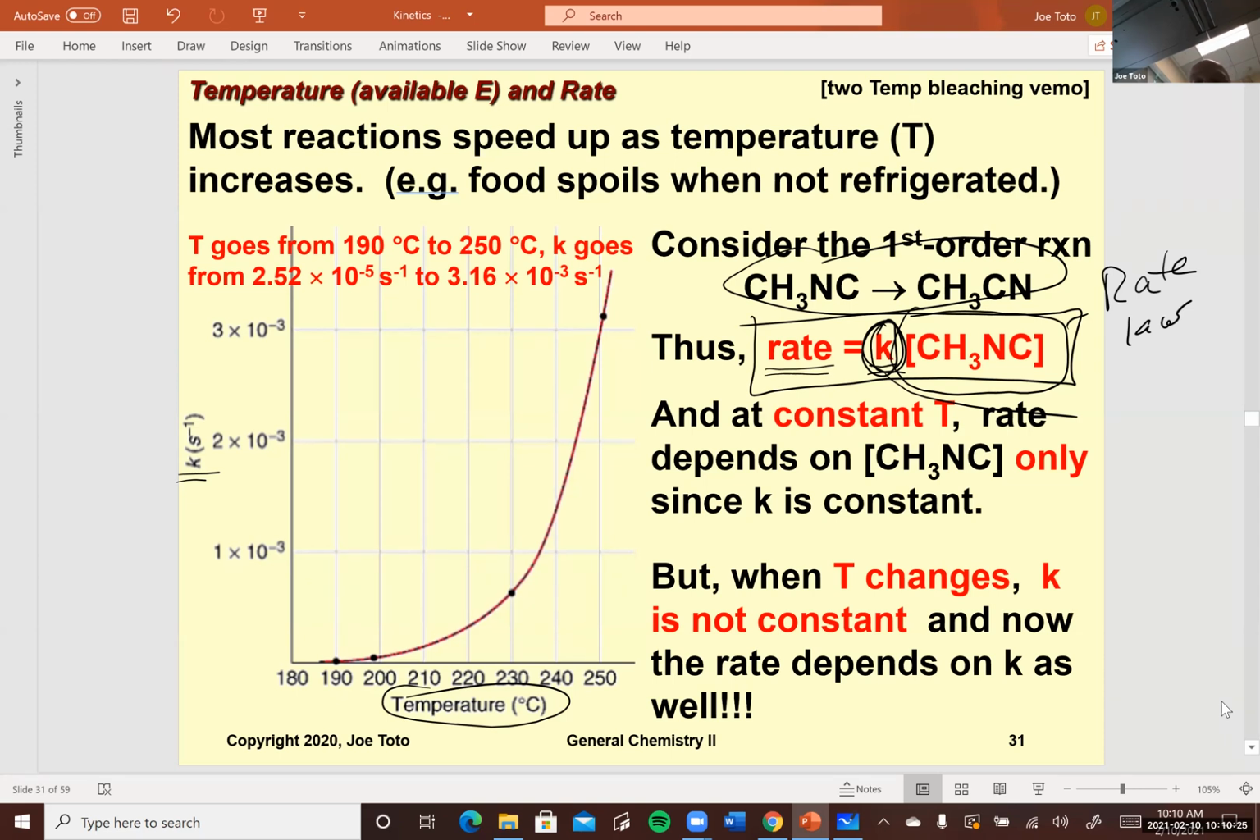So what does that mean as far as the rate? What happens to the rate when I increase temperature? Anybody out there? Wow, you're still paying attention? It goes up as well. Yeah, thanks. I never know if anybody's out there. Maybe I'm just talking to myself.